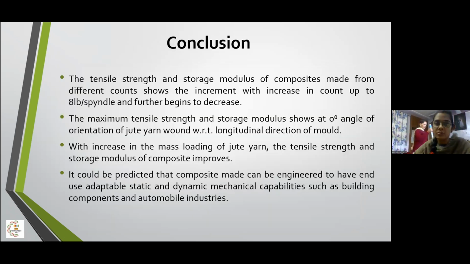So the conclusion of my work is that the tensile strength and the storage modulus of the composite show an increment with increase in the count up to the 8 pound per spindle jute yarn. Further, it decreases. The maximum tensile strength and storage modulus show maximum values at 0 degree orientation of the jute yarn that is wound on a frame with respect to the longitudinal direction of the mold. With increase in the mass loading of the jute yarn, the tensile strength as well as the storage modulus of the composite enhanced.